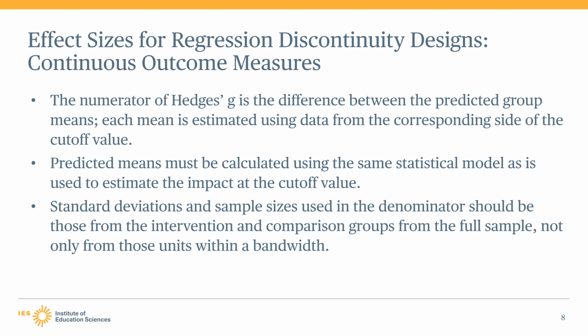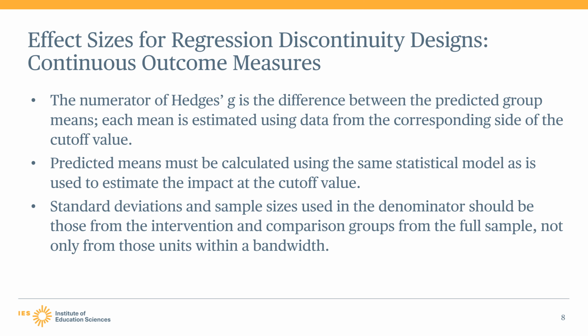When estimating Hedges' g effect sizes from regression discontinuity design studies, the numerator of Hedges' g should be calculated as the difference between the predicted mean values at the cutoff for the intervention and comparison groups. These predicted mean values should be estimated only using data from the appropriate corresponding side of the cutoff value of the forcing variable. These predicted mean values must be calculated using the same statistical model that was used to estimate the intervention impact at the cutoff.